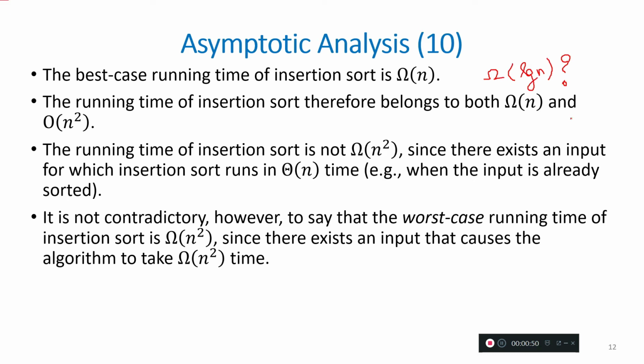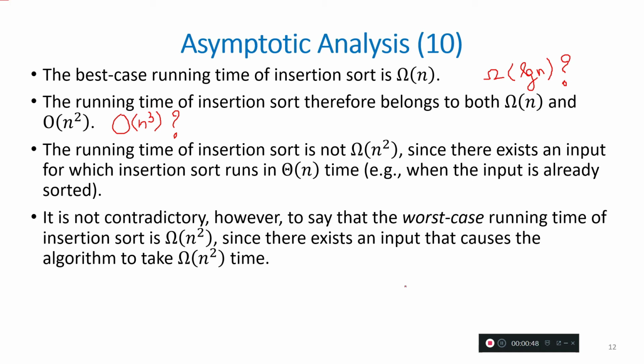Can we also say that its running time belongs to omega log n? Yes, because the order of growth of log n is less than n, which is the best case for the insertion sort. How about big O of n cube? Yes, because n cube grows at a higher rate as compared to n square, which is the quadratic function of n and is the worst case running time for insertion sort.